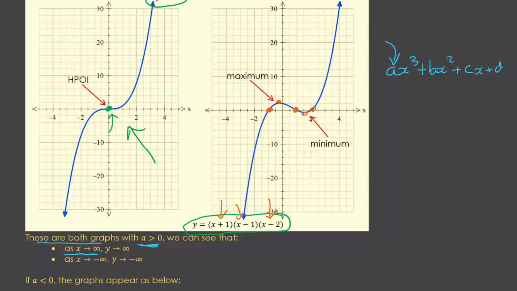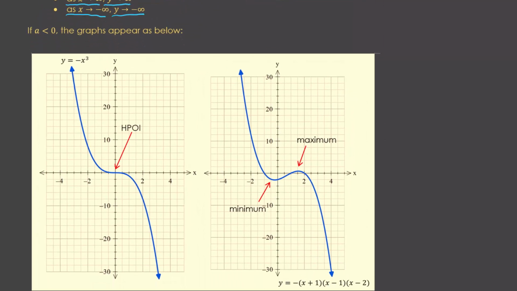As x tends to infinity, y tends to infinity. And all that is saying is as x goes this way, y goes that way. So it means that your graph is going to leave up here from the top right of the graph and come in at the bottom from the bottom left. As x tends to negative infinity, y tends to negative infinity. That's this bottom bit. So as x goes that way towards negative infinity, y goes that way.